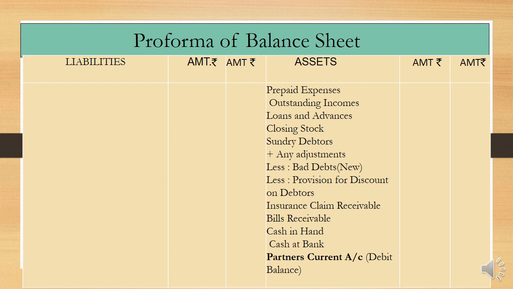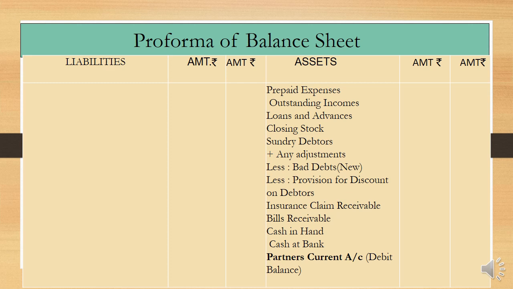Provision for discount. The discount is given to the debtors by the partnership firm or organization to get back the amount from them. So again it is going to reduce the amount of the debtors, so we have to deduct it from the debtors. Insurance claim receivable, in case the goods are destroyed or stolen from the godown and we have the insurance policy, in that case the insurance company agrees to pay a certain amount, not yet paid by them. So the amount is receivable from the insurance company, it is not yet received. So all the receivables will go to the assets.